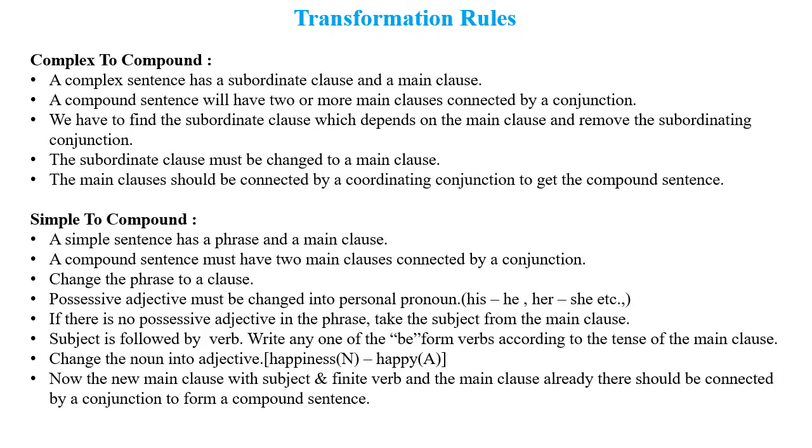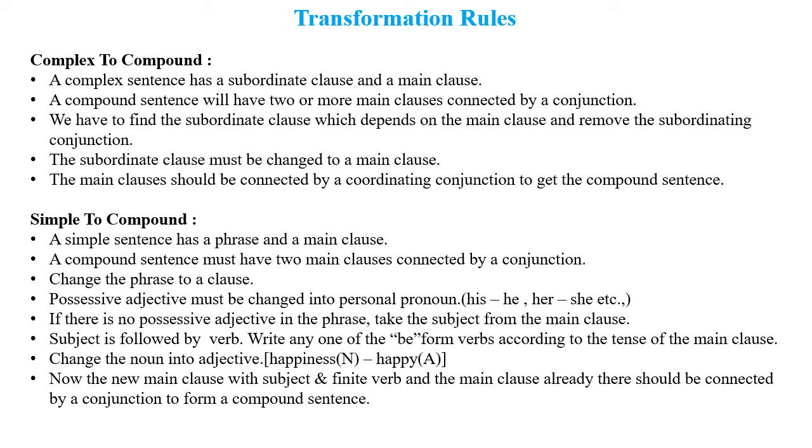Now, we shall see how to frame compound sentences. Complex to compound. A complex sentence has a subordinate clause and a main clause. A compound sentence will have two or more main clauses connected by a conjunction. We have to find the subordinate clause which depends on the main clause and remove the subordinating conjunction. The subordinate clause must be changed to a main clause. The main clauses should be connected by a coordinating conjunction to get the compound sentence.